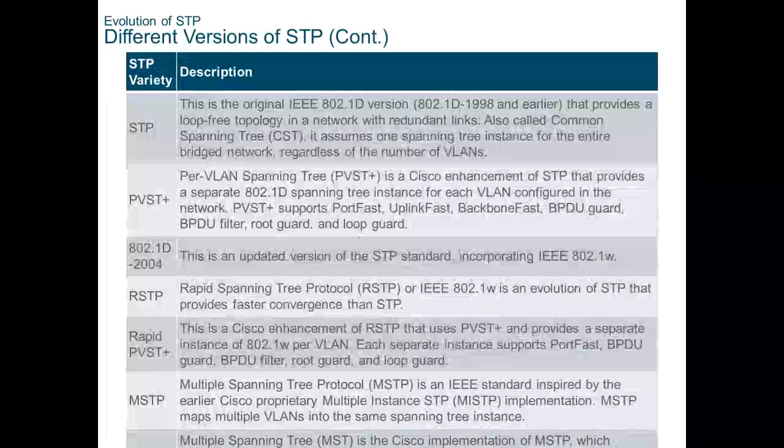Multiple spanning tree has been kicking around forever, and I just noticed this table falls off the bottom of the slide, which is not so good.